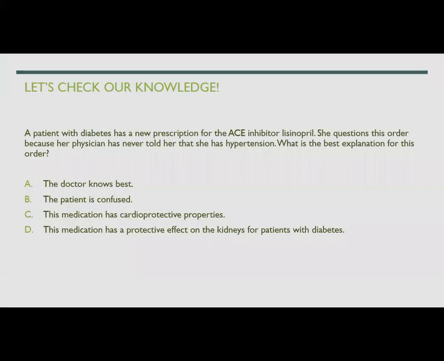Okay, so a patient with diabetes has a new prescription for an ACE inhibitor, lisinopril. She questions this order because her physician has never told her that she has hypertension. What is the best explanation for this order? So thinking about this, right now we're talking about the patient and we're talking about ACE inhibitors. We know that ACE inhibitors are usually used for hypertension, but they can also be used for what? Yes, renal protective qualities.